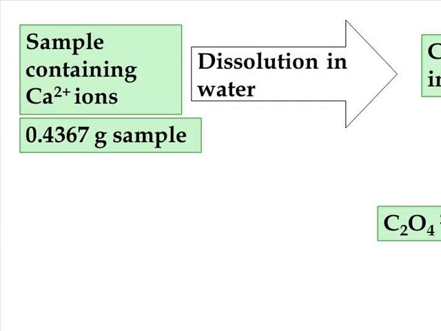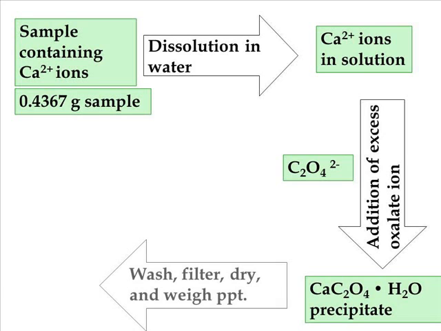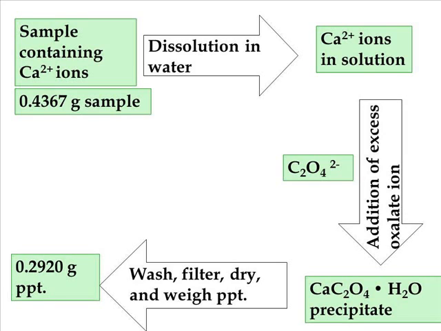We would pick an anion that would form a very insoluble calcium compound, in this case the oxalate ion. So we form a known calcium oxalate compound. We know its formula. We then wash, filter, dry, and weigh the precipitate. The precipitate has a mass of 0.2920 grams. This would be the calcium oxalate monohydrate precipitate.